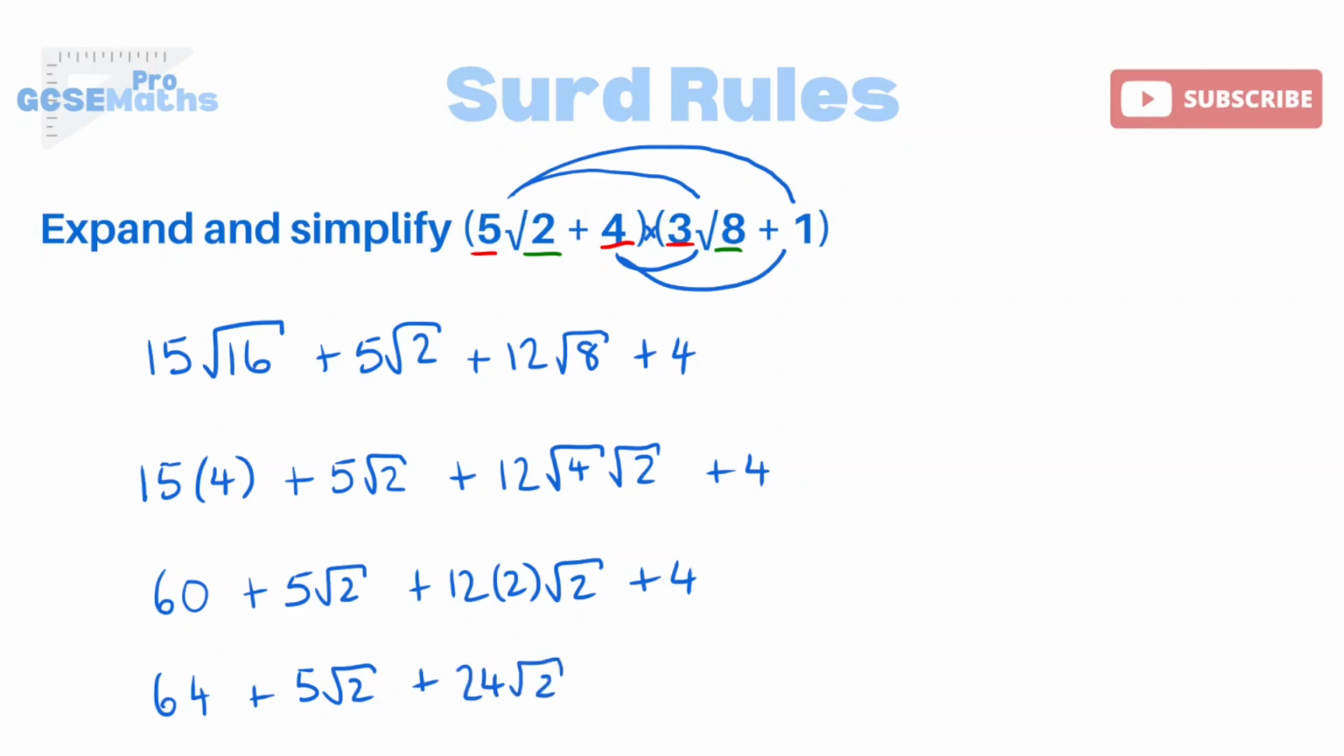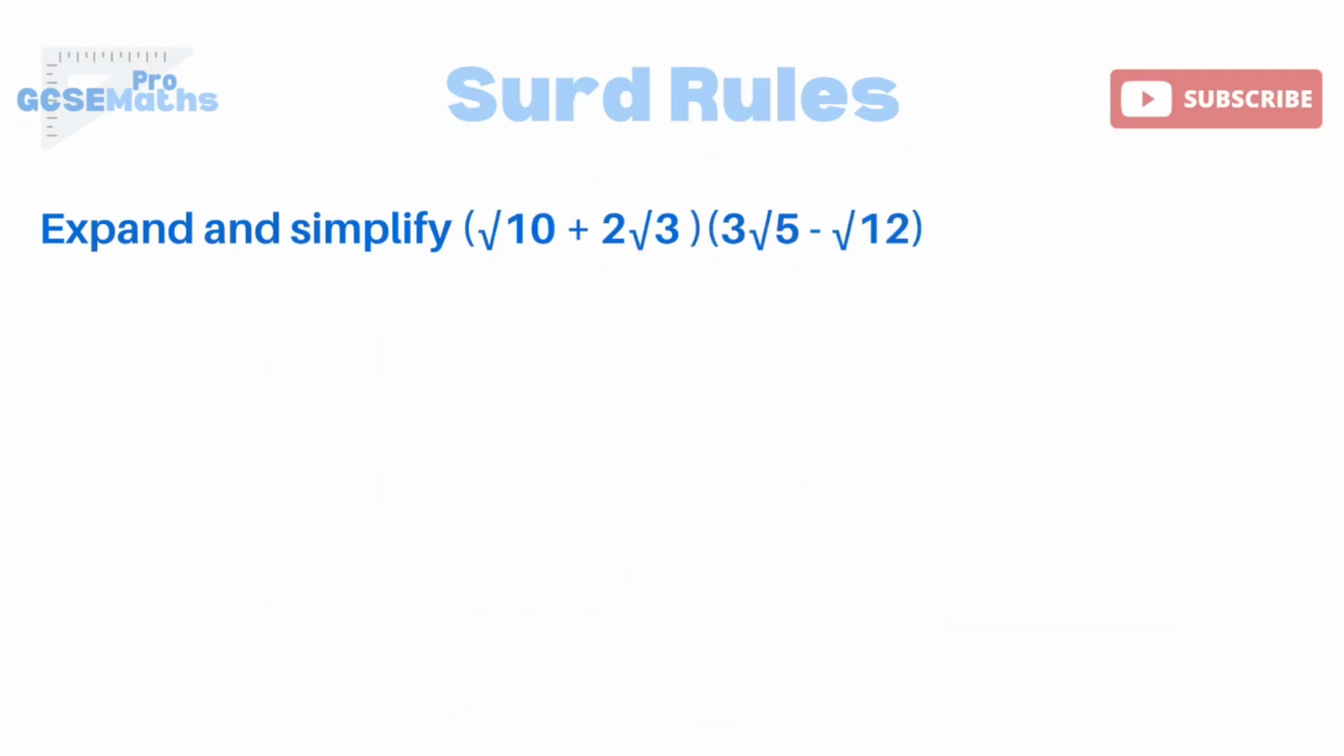And the last bit is we can actually add these two surds together because they are the same surd. My final answer here, I've got 64, that's a whole number on its own, plus 5 root 2 plus 24 root 2 would be 29 root 2. So that is your final answer. Pause the video, try this one out, and we're going to go through it together now.